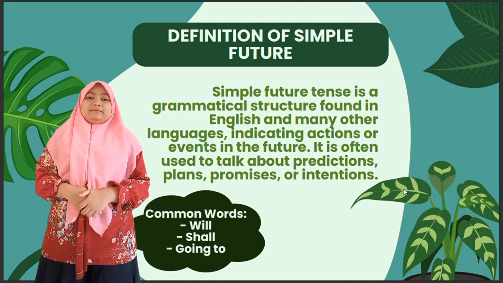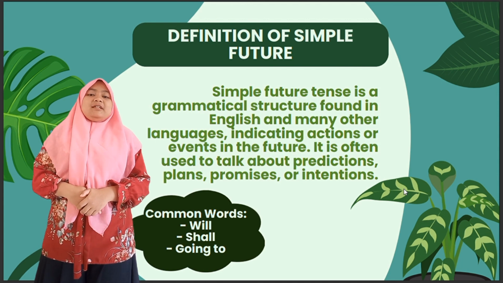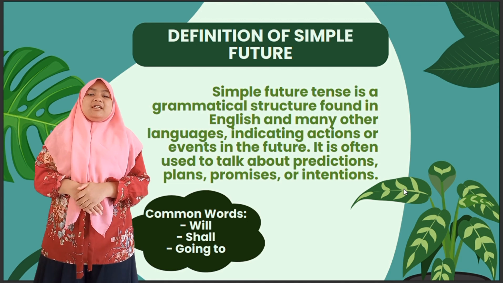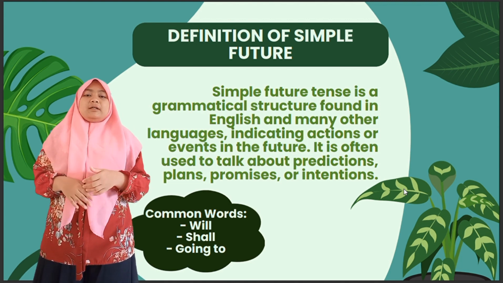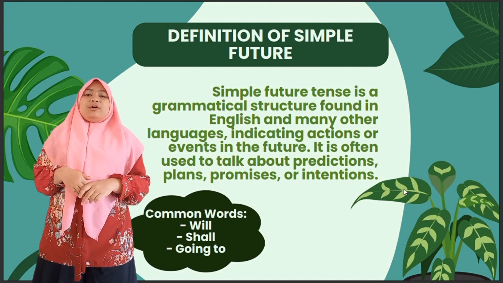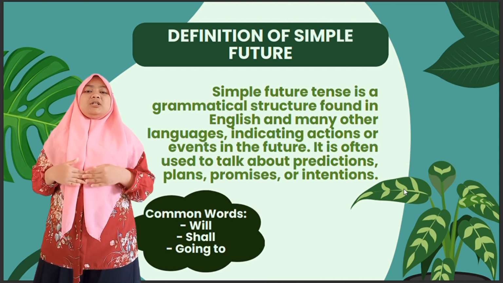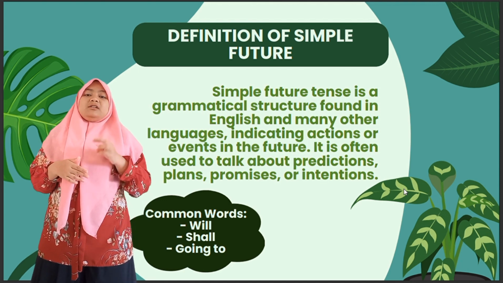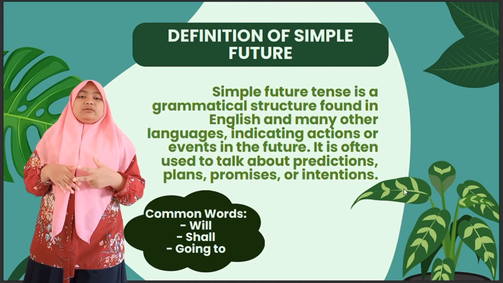Simple future tense. Simple future tense is a grammatical structure found in English and many other languages, indicating actions or events in the future. It is often used to talk about predictions, plans, promises, or intentions. Simple future tense provides clarity that an action will occur in the future without any confusion about time. So, there are three common words: will, shall, and going to.